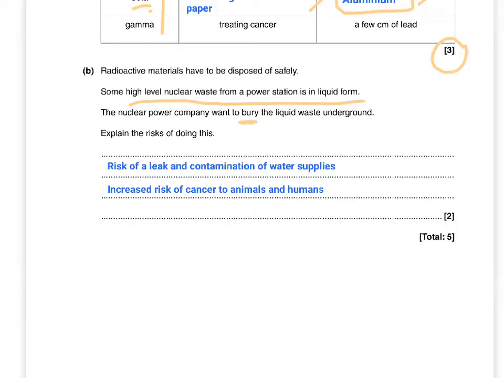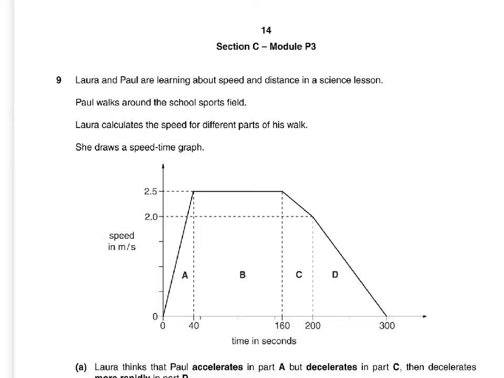Well, one of the big risks, of course, is that if you get a leak, then you can contaminate your local water supplies. And of course, what that will do is, if there is some kind of external contamination, it will increase the risk of cancer to animals and humans. Nice to see the animals getting mentioned there. There's your 2 marks.